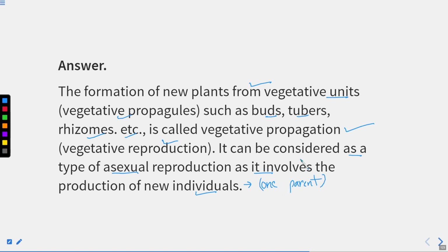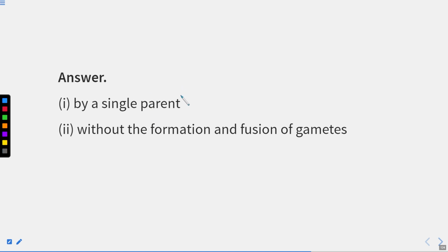In asexual reproduction, what happens? Only one parent is involved. Here also, in vegetative reproduction, one parent is involved. And in asexual reproduction, the offspring formed are exact copies of the parent. Here also it's the same. Now, these are the reasons. By a single parent, I've already told you. Vegetative reproduction takes place with the help of a single parent.